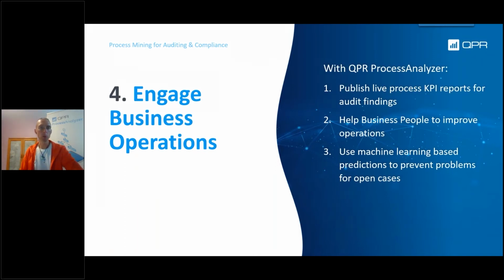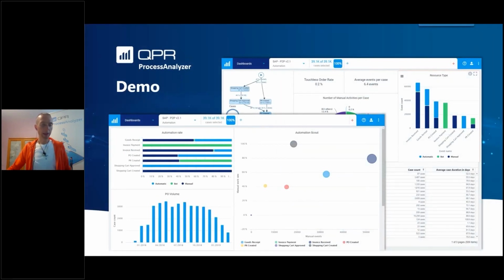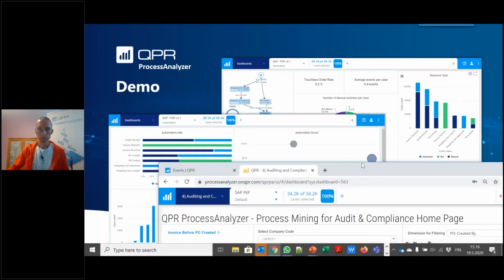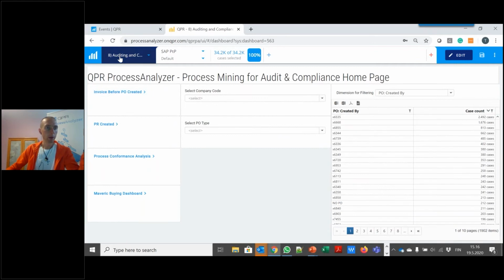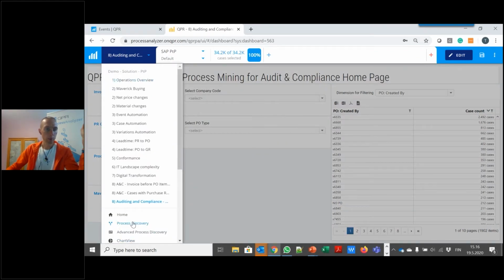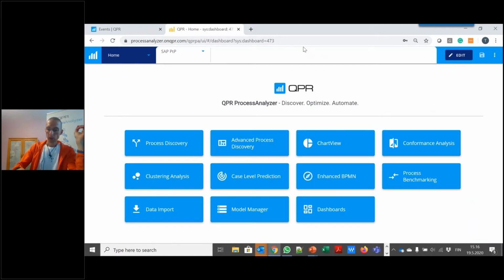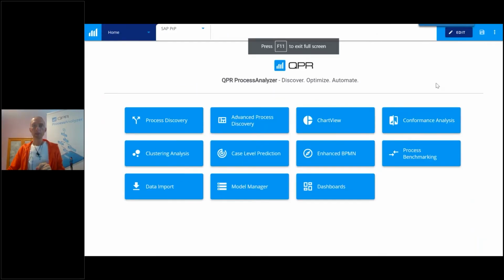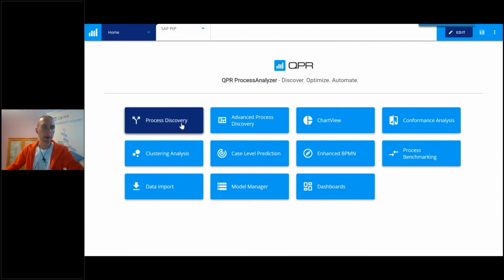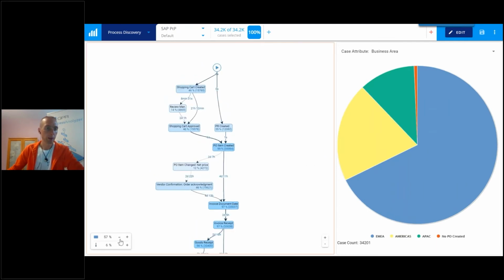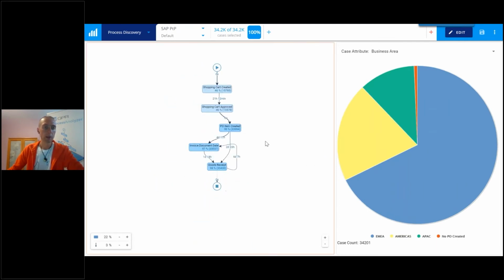Okay, these were the 4 topics, and let's get into the demonstration using QPR Process Analyzer. So here we go, and let's start by going to the home page over here. So this is the QPR Process Analyzer to discover, optimize, and automate. And here we see the process discovery. And already what was said in the very first slide, you get a discovery.